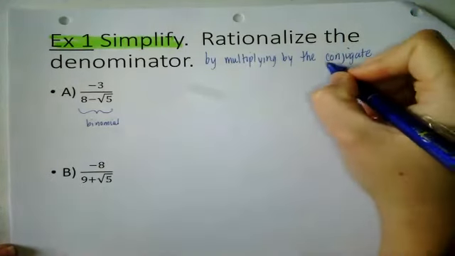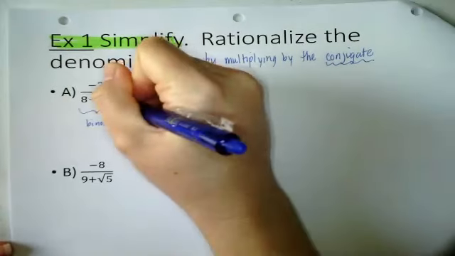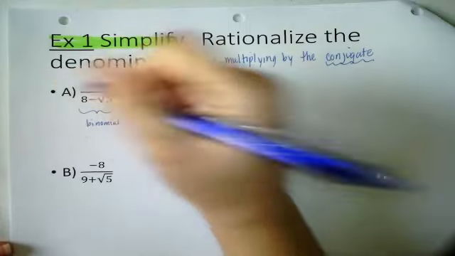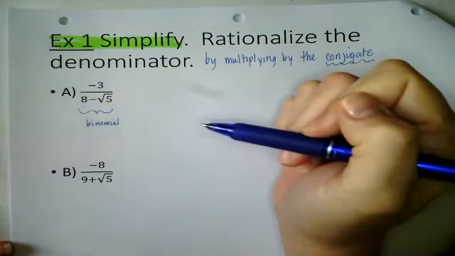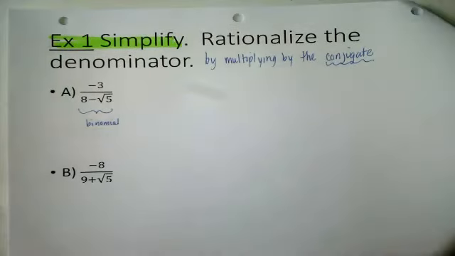Okay, and this is really important because it's a binomial. If I were to multiply by radical 5 on top and bottom, I would have to distribute that to the 8. Well, now I've got a radical on the 8. So just simply rationalizing with a radical 5 isn't enough. So what we're going to do is multiply by the conjugate. And remember, the conjugate changes one sign.